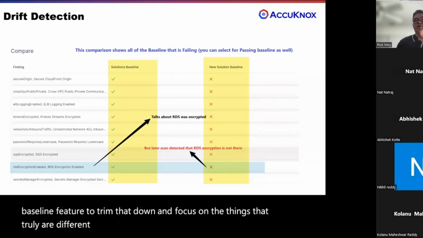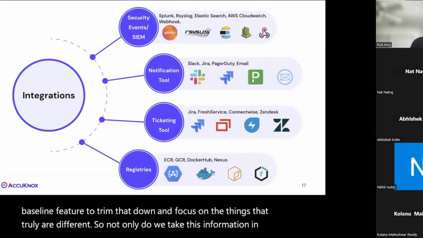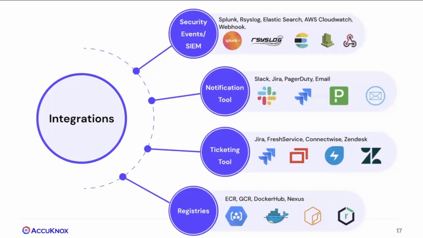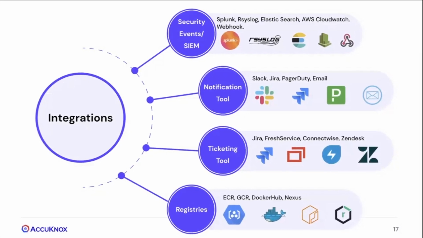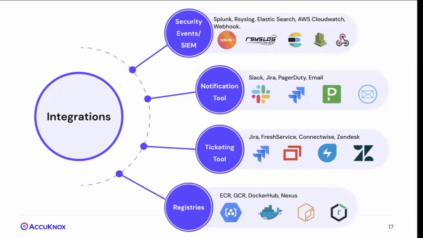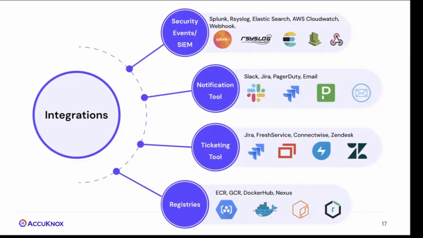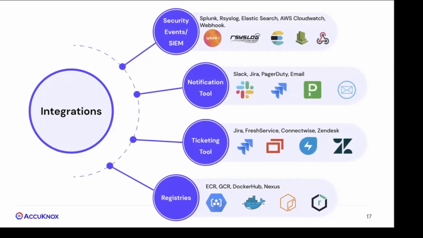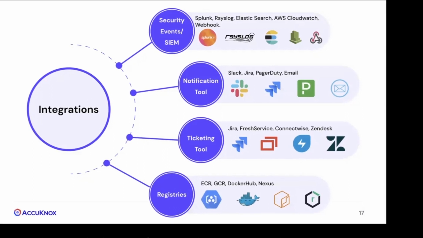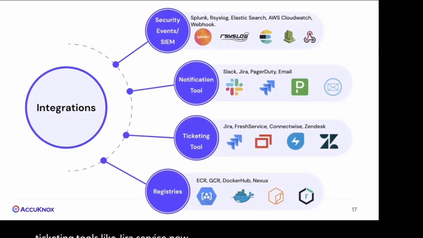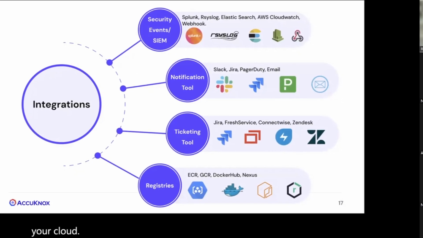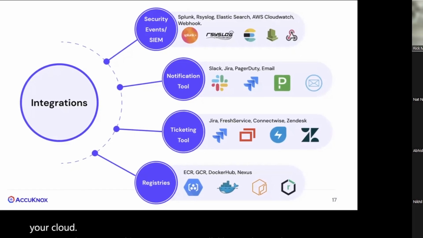So not only do we take this information in, but we make sure that we have integrations to share the data out with other organizational tools that you may have. So think of your SIEMs like Splunk, CloudWatch, Elastic, notification tools like Slack or PagerDuty, ticketing tools like Jira, ServiceNow, ConnectWise, things like that. And then obviously we're connecting to your cloud source code repos and image repos as well, like Docker and Nexus.